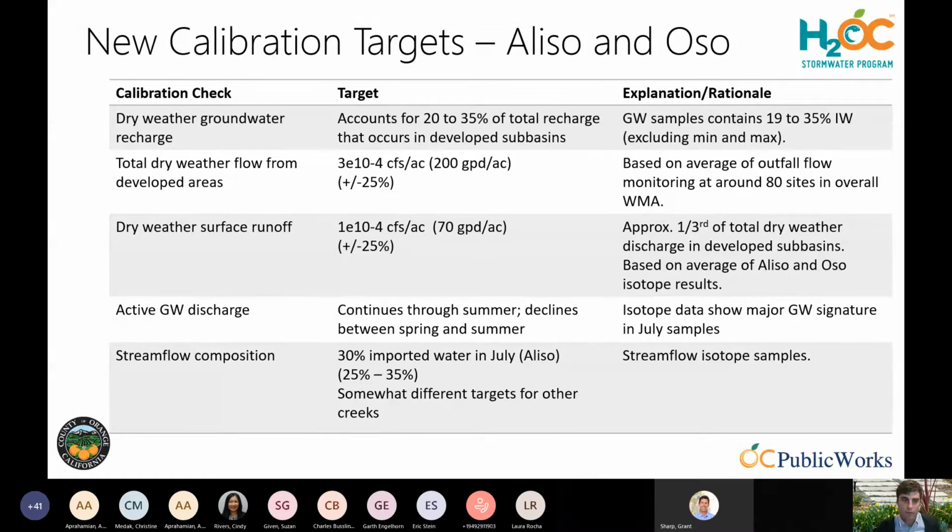Qualitatively, we see that active groundwater discharge continues through the summertime instead of going to zero. As I mentioned, stream flow composition becomes a target that we can evaluate based on the model. We can look at how much water is coming from groundwater, what the composition of that groundwater is, as well as what's coming from overspray, and what's coming from unimpacted parts of the watershed where you wouldn't expect any imported water in the groundwater. You can bring those all together from the model to look at whether we are fairly close to the isotope compositions we saw in the monitoring data.